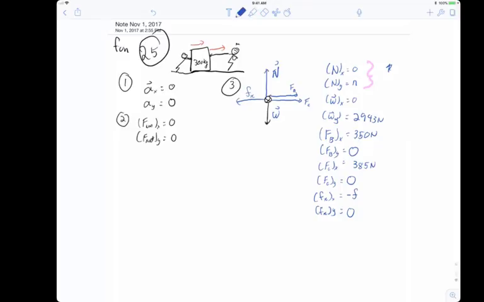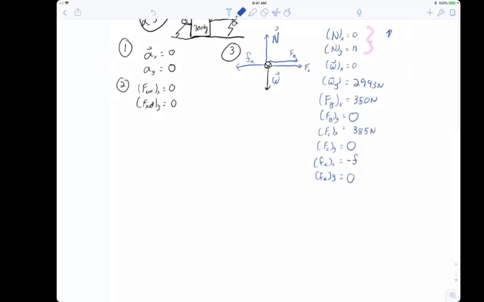Okay, now I'm going to put it all together. First, the x terms. So the net force in the x direction is 0, and that's equal to, now I'm going to add up all of these forces: 0 plus 0 plus 350 plus 385 minus F. And in the y direction, 0 is equal to plus n.